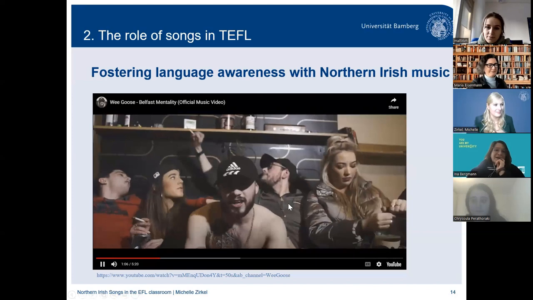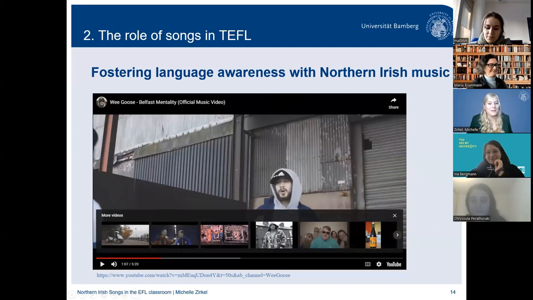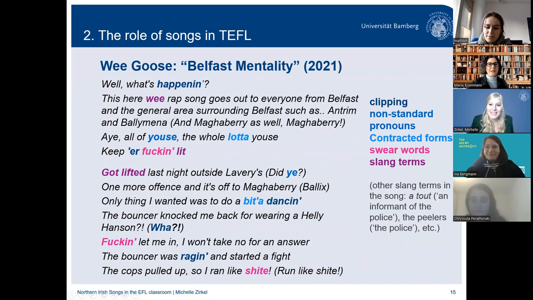Right, so I think that's enough to give you a first impression of this song by Wee Goose, a rapper from Belfast. And I'm sure you have noticed some of the features I've just mentioned in the song, right? So in the lyrics of the song, we can find non-standard pronouns like "youse" and clippings like "happening" and "dancing", "what", "raging", etc. Contracted forms like "lada", "bidda", and swear words. I'm not going to read them out now, otherwise we might get in trouble here.